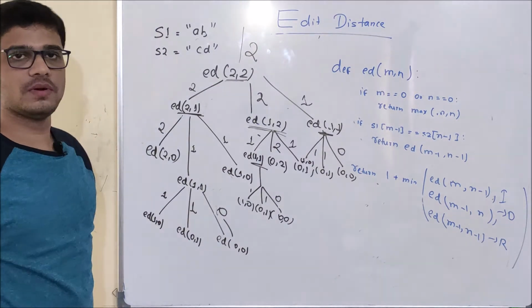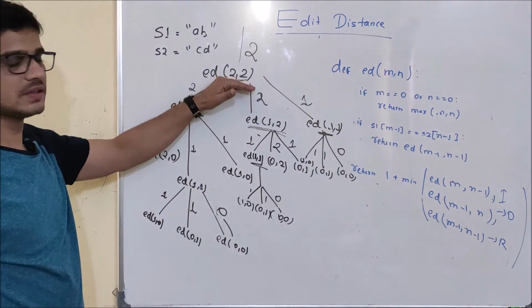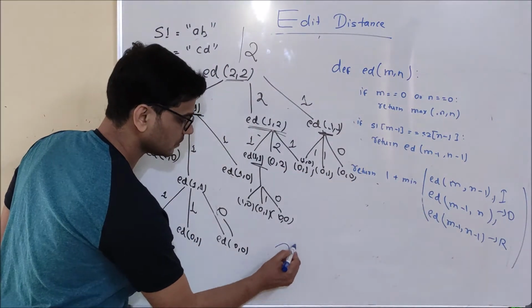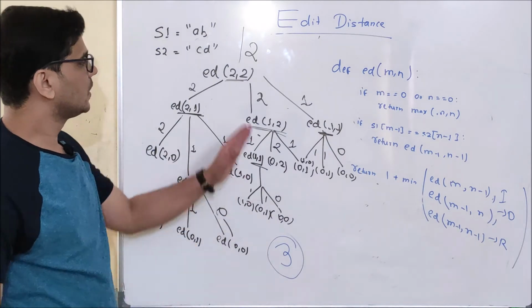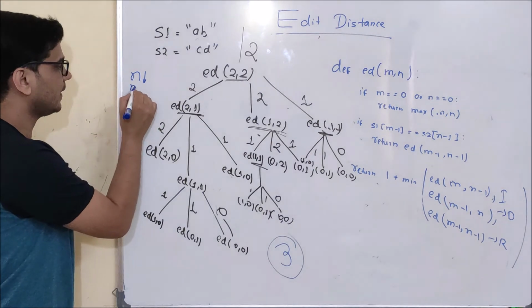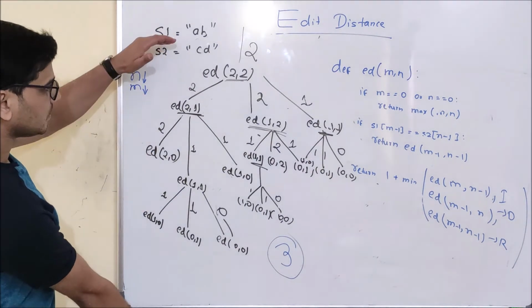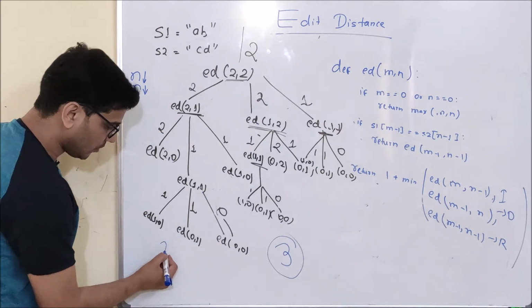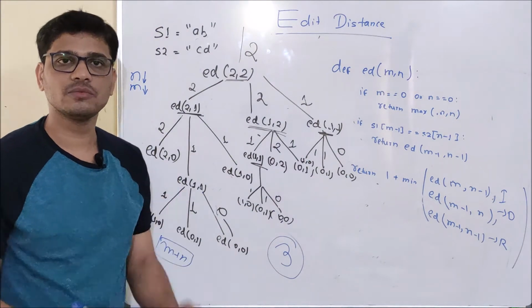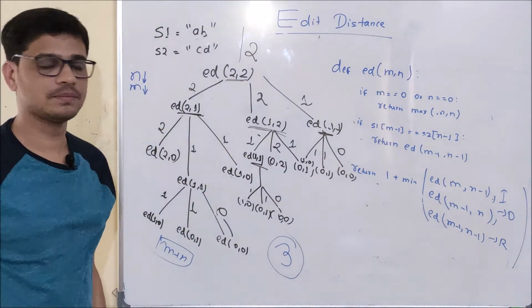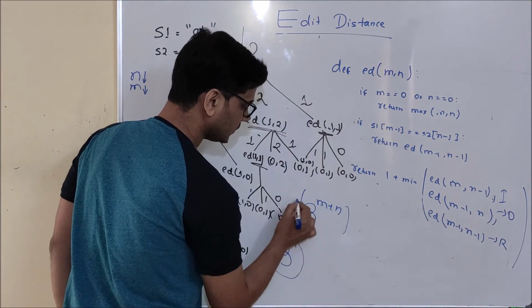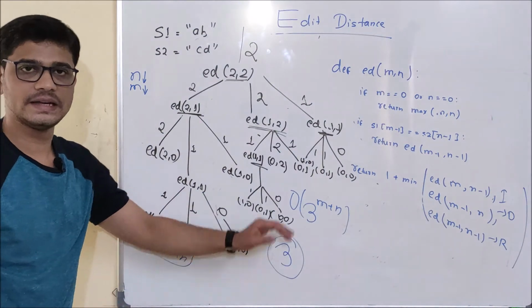Now let's see what the problem here is. In the worst case, a function will call 3 functions, so the branching factor is 3 here. And one more thing, in the worst case, first n will decrease by 1, then m will decrease by 1. So what can be the maximum height of this tree? It can be m plus n. Correct? So what will be the time complexity for this particular program? It will be 3 to the power m plus n. That is the upper bound, so it is exponential.